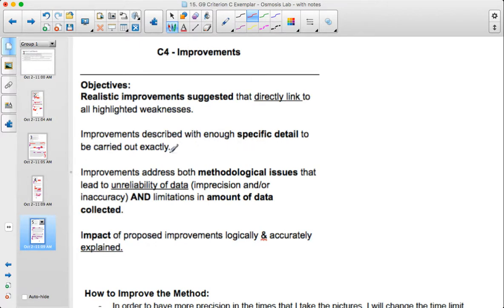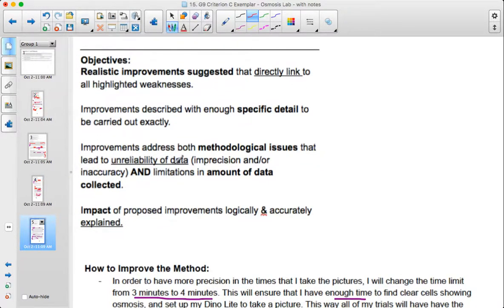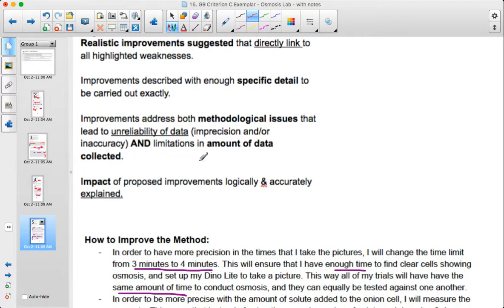So don't just say, next time, do that thing better. That's not going to cut it. You need to tell me, do I need to use a different piece of equipment? Do I need to use a specific new concentration, a specific new number of trials, things like that. Improvements need to address both methodological issues, so actual procedural steps, as in how you did something or what equipment you used, but also limitations in the amount of data. So those weaknesses that were brought up before should be addressed with reference to how many trials you did or how many independent variable values you tested.